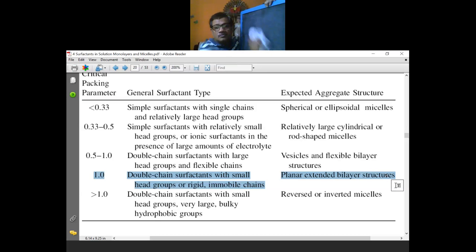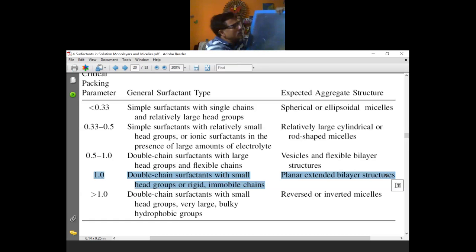And if the critical packing parameter is greater than 1, it means the cross-sectional area of the hydrocarbon moiety is higher than the cross-sectional area of the head group. Hence they will form a reverse micelle-like structure. Basically their hydrophobicity is higher than the hydrophilicity, so they will form reverse micelles or inverted micelles.